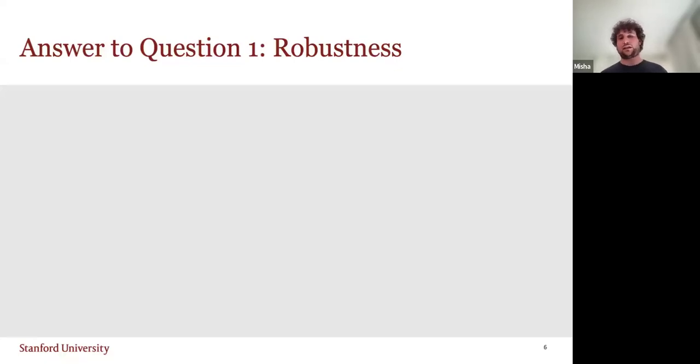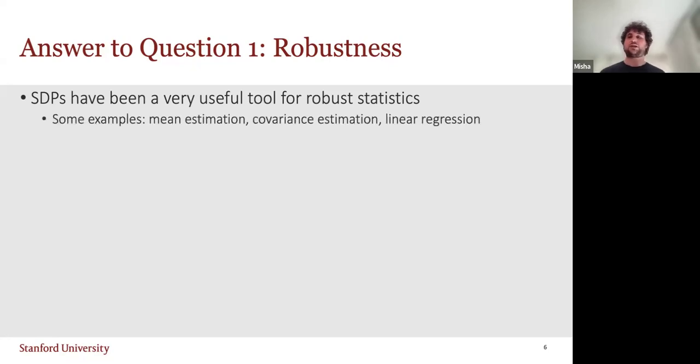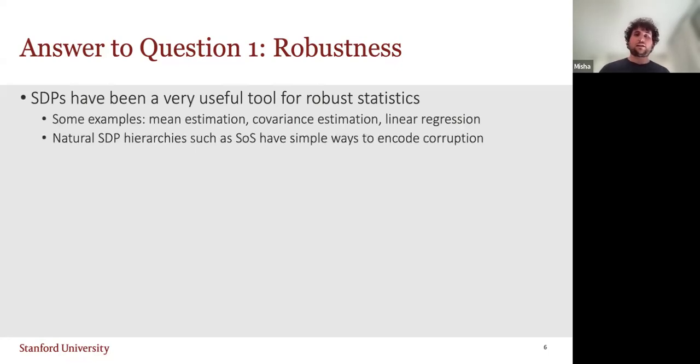The answer to question one is robustness. That is what we gain. In particular, STPs have become a very useful tool for robust statistics. They've been used in too many places to mention: mean estimation, covariance estimation, linear regression, list-decodable regression, all sorts of these things. And natural STP hierarchies, such as sum of squares, have simple ways to encode these kinds of corruptions. In particular, if you edit some values in the matrix, there is an easy way to encode that.